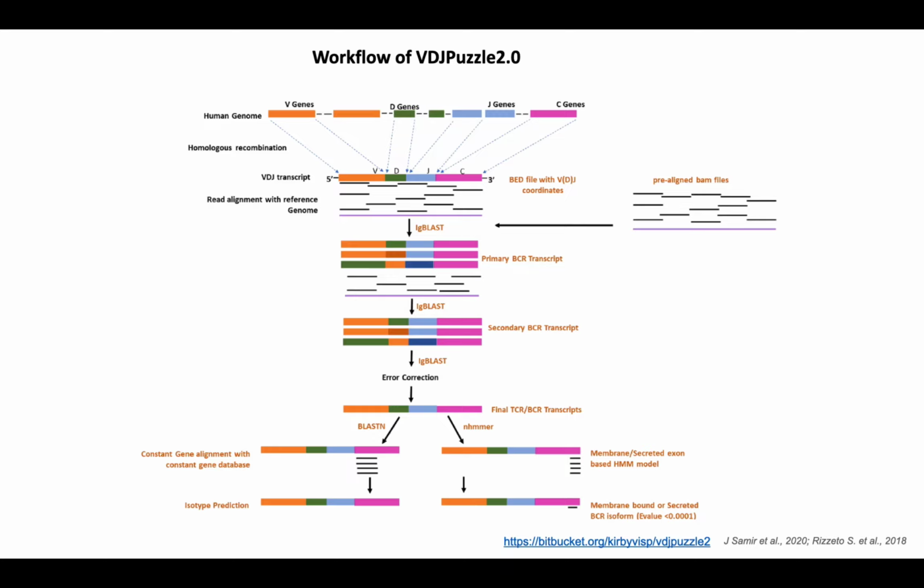That contig is further aligned with the help of BLASTN to get the isotypes, as well as a hidden Markov model to get the membrane or the secretory region of these isotypes in the case of heavy chain. And this is true for the T cell receptor as well, where we get alpha, beta, gamma, delta chains. This tool is available as VDJPuzzle on Bitbucket, and this work has been published in 2018 and 2020.